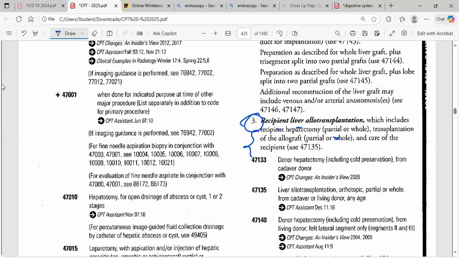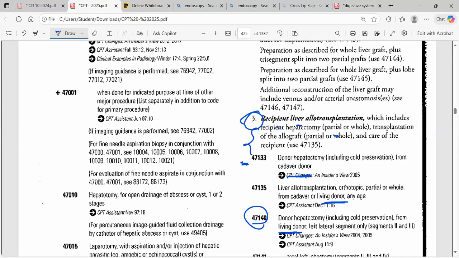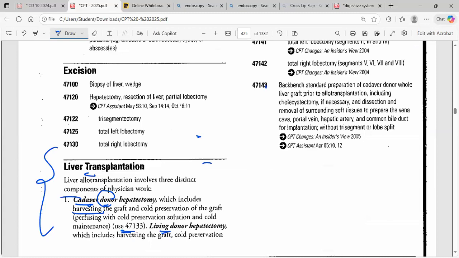So you can see here, this one is donor hepatectomy from the cadaver, and this one is for the living donor. After the donor hepatectomy, the other code section includes the backbench procedure. The backbench procedure includes removing surrounding soft tissues, preparing the veins, portal veins, hepatic arteries, and everything.